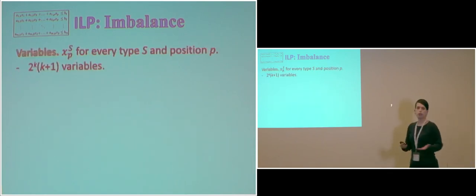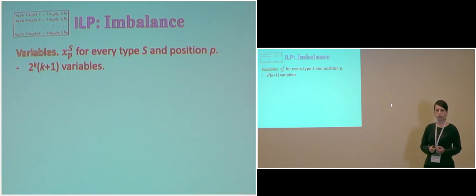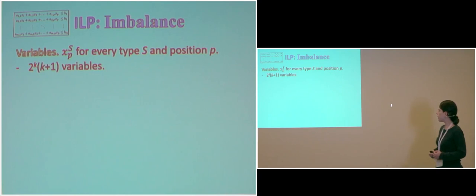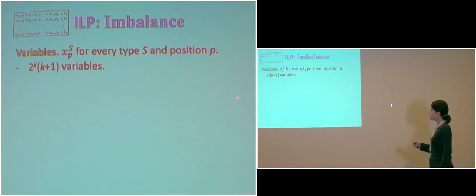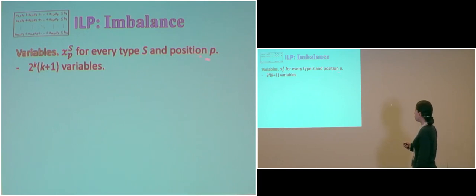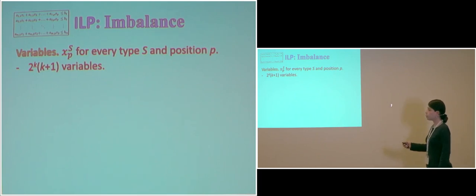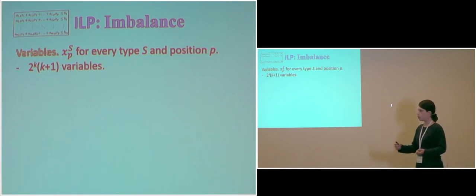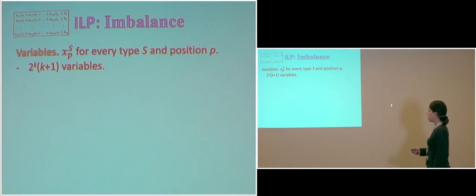Okay, so now what kind of variables are we going to have? Again, it's similar to what we've seen in the previous example. We have a variable XSP for every type S and for every position P. Previously we had it for every type of a column and every letter. Now we have it again for every type, where a type is a subset of the vertex cover. Remember, the type of a vertex in the independent set is its neighborhood in the vertex cover. So it's some subset of X and some position P. So we have order 2 to the K times K variables, because we have 2 to the K sets and we have order K positions.